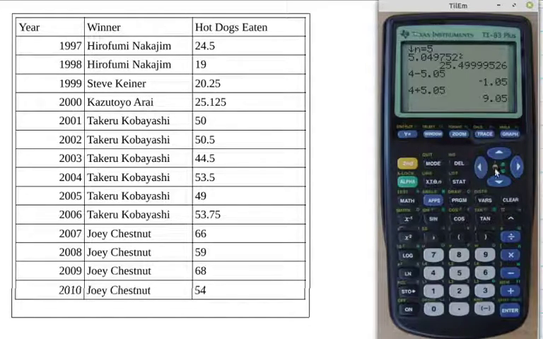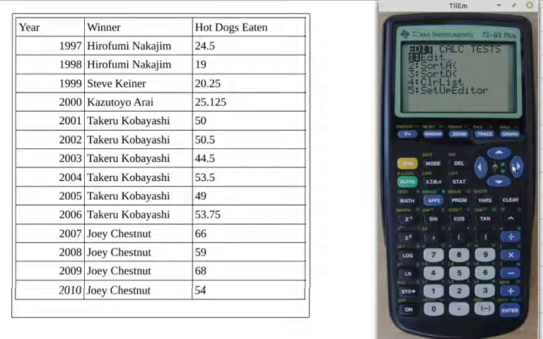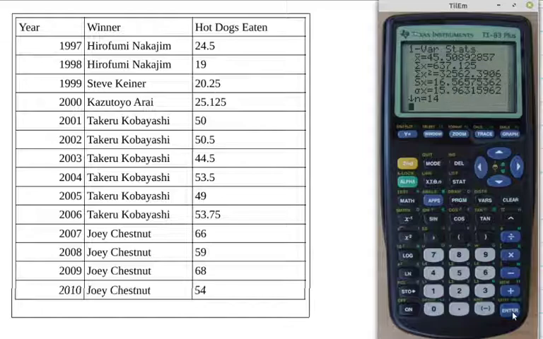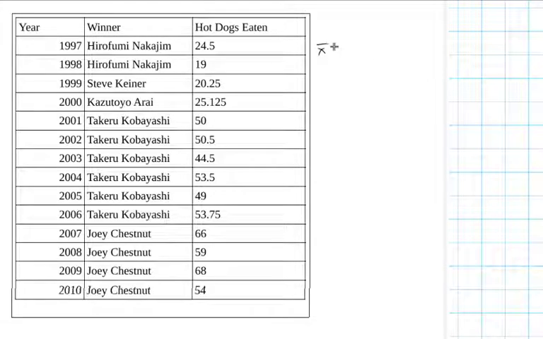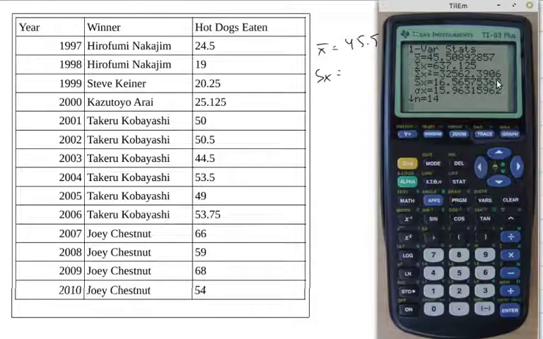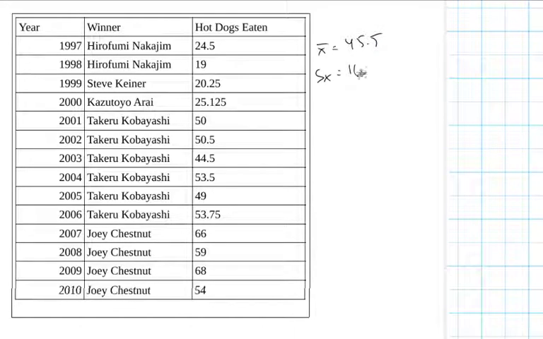Alright, I'm going to quit out, and I'll run 1-var stats, which is again in Calc on this calculator. Run 1-var stats, and it gives me a mean of 45.5, and my standard deviation is 16.56.